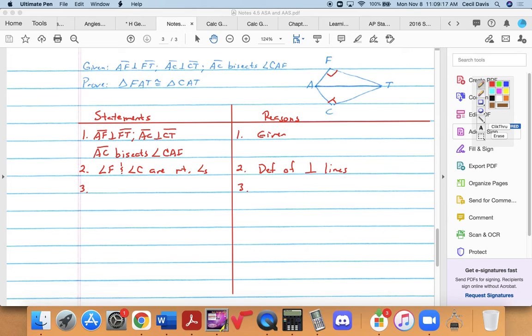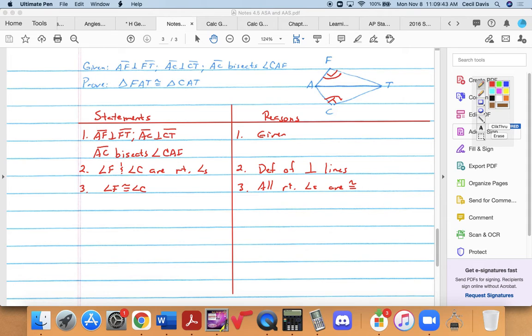Well, we know that they're congruent now, because all right angles are what? Congruent. So now we've got one pair of congruent angles. Is that enough to prove the triangles congruent? No.